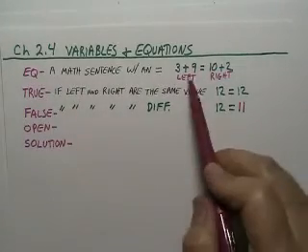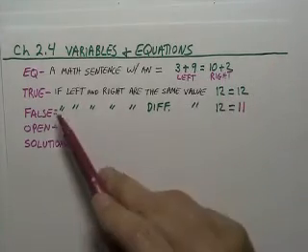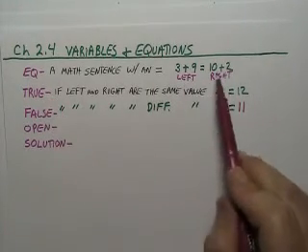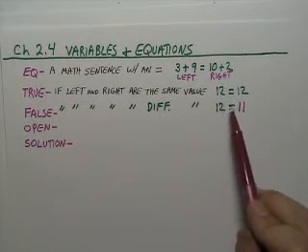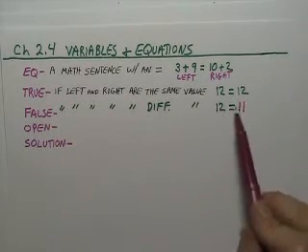So recapping, you have a left side and a right side. The equation is true if the left side and the right side are the same. The equation is false if the left side and right side are different values. They're different.